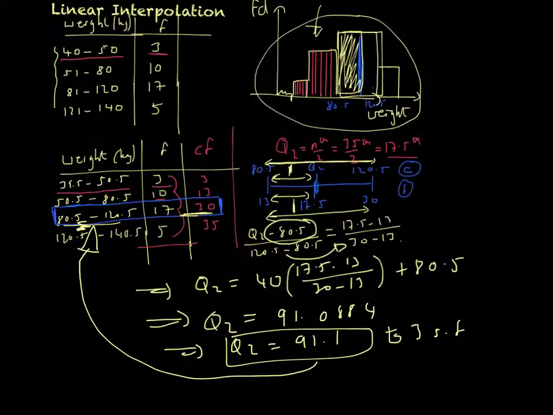You can do Q1 and Q3 in exactly the same way, n over 4 and 3n over 4, but don't round up or go to the nearest whole number, remember, not for continuous data. And I think that's enough for linear interpolation there.